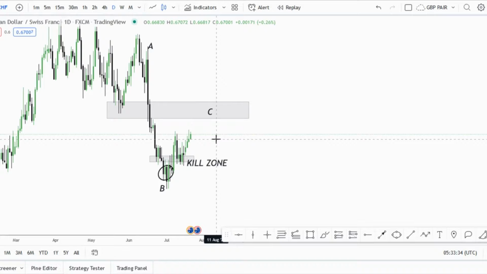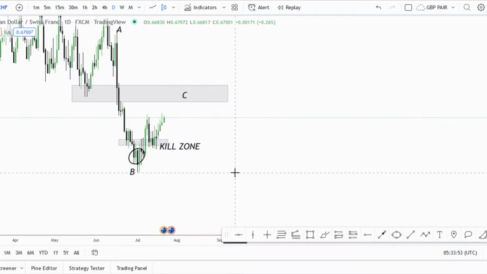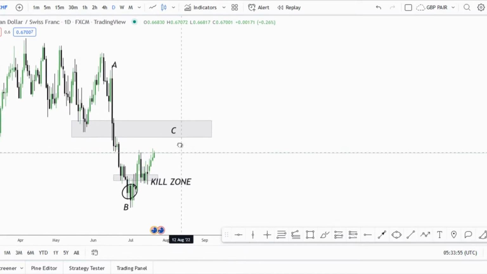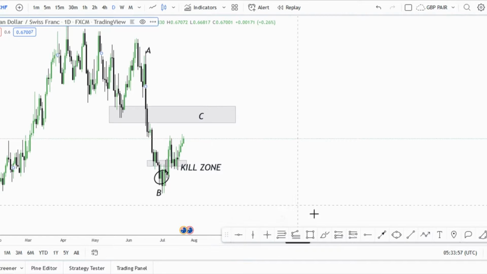The best of us forex traders, all we do is just speculate. Okay, just speculate. But the smart ones will speculate and remain reactive. So now I'm expecting price to move all the way from point B to point C before going down to point D, if it ever does that.